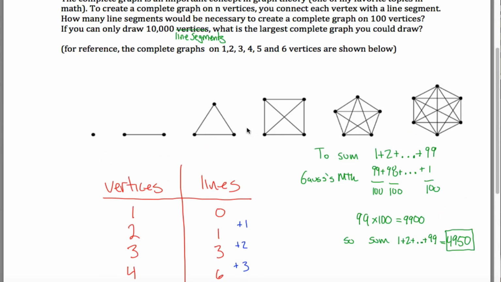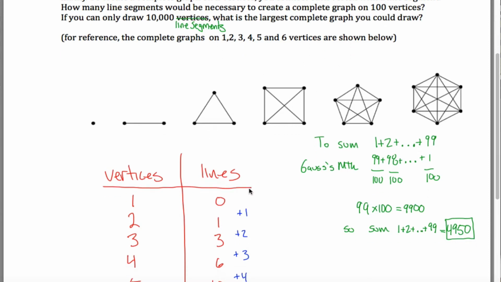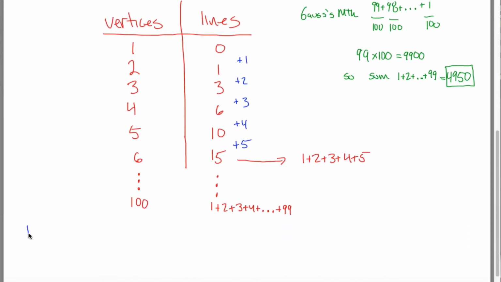Okay, so for part B, the problem changes a little bit. You can only draw 10,000 line segments, and the question is asking what is the largest complete graph you can draw. So now we're working backwards. Instead of being told how many vertices we have and asked how many line segments it would take, we're told how many line segments and asked how many vertices it could take. For part B, I think guess and check will be really useful.